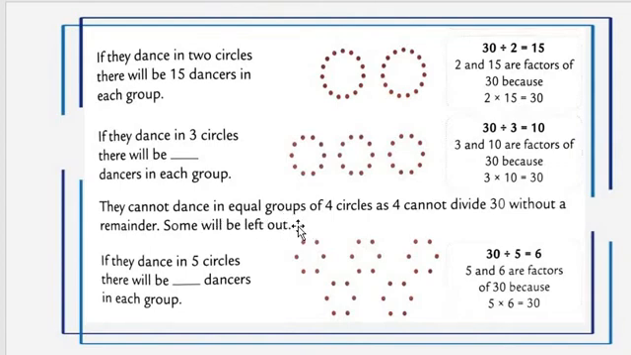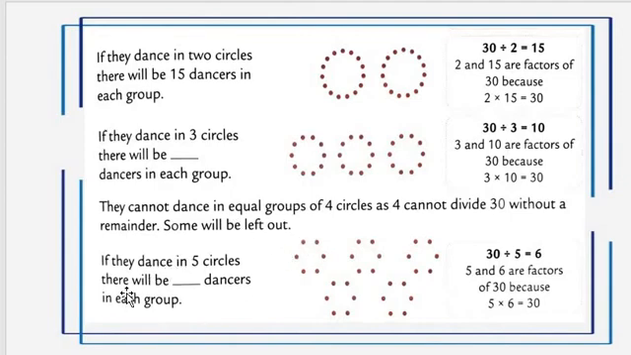So now further, they cannot dance in equal groups of 4. How can we share? How can we make 4 circles? It is not possible without a remainder. We would have to put some dancers inside, out of the circle. It's difficult. That's why we are not making 4 groups without a remainder. So some will be left out.